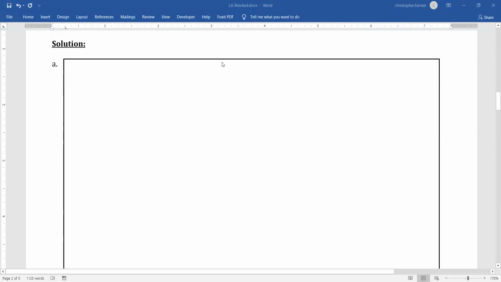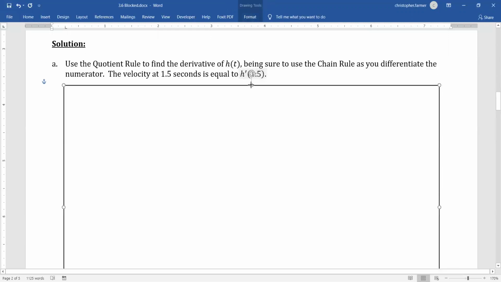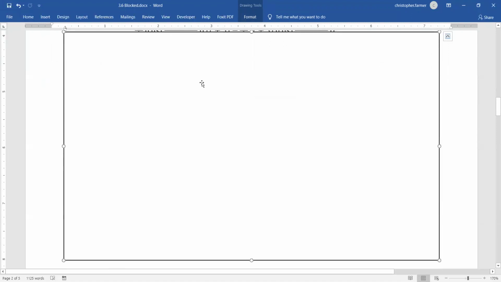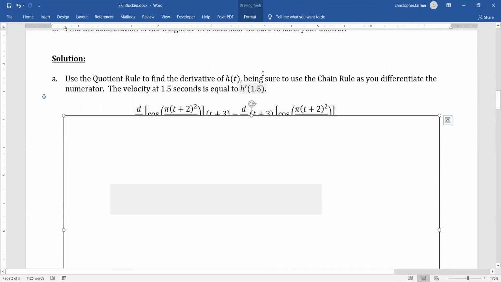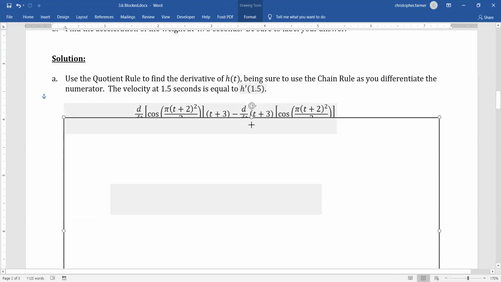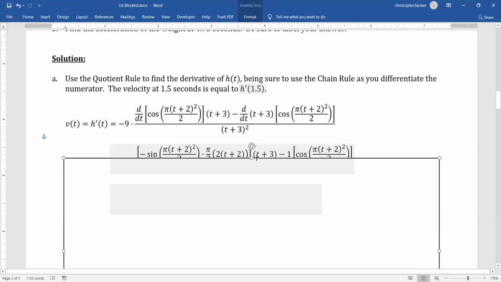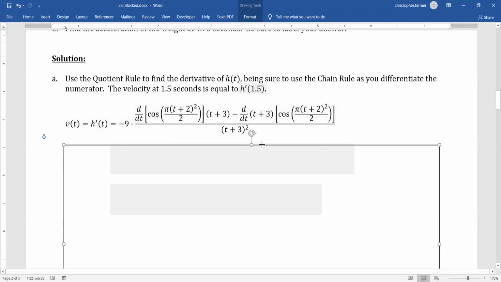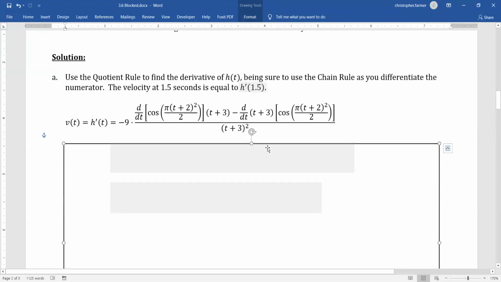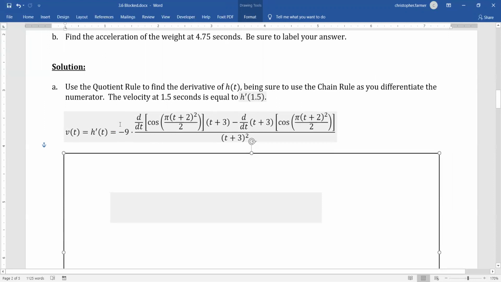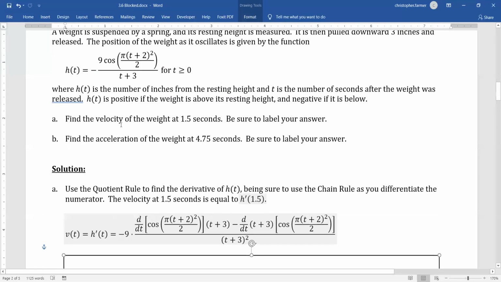All right, so take a look at the solution here. Just drag this down so we can see it. We've actually already talked about this, that we're going to use the quotient rule to find the derivative, making sure we use the chain rule as we find the derivative of the numerator. Okay, so writing this out step by step just to make sure that we don't lose any information along the way. I don't know why it keeps doing that. I can scroll up a little bit so you can see what I've done.